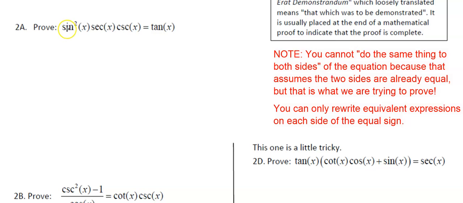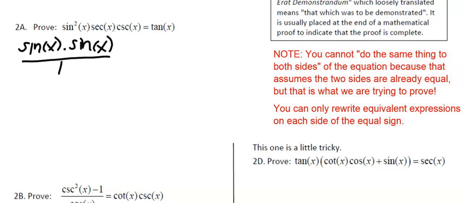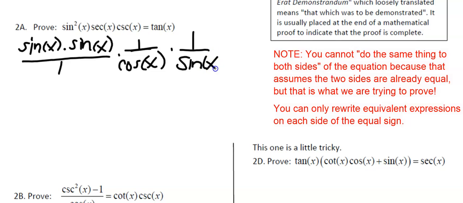So we have sine squared of x, secant x, and cosecant of x. So I'm going to write this as sine of x times sine of x, and I'm going to write this over 1 because I'm going to end up making some fractions with the other ones. Secant x is the same as 1 over cosine of x. Cosecant of x is 1 over sine of x. And I want to prove that that equals tangent of x.